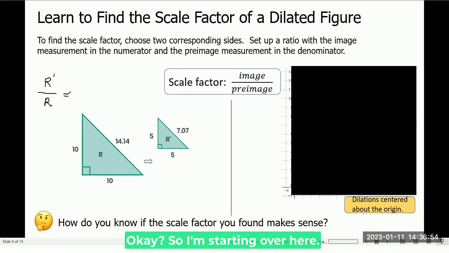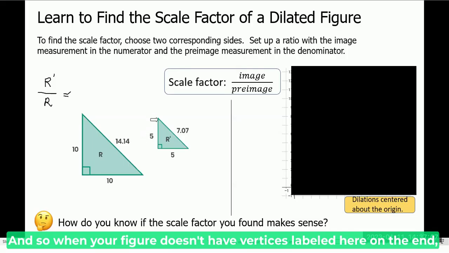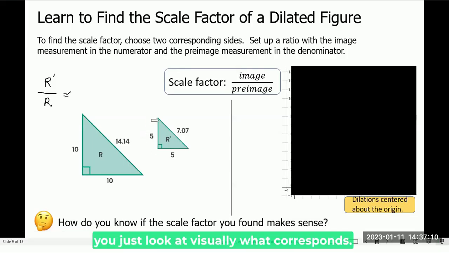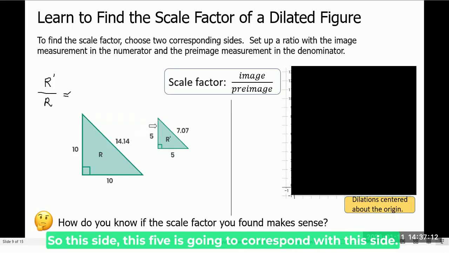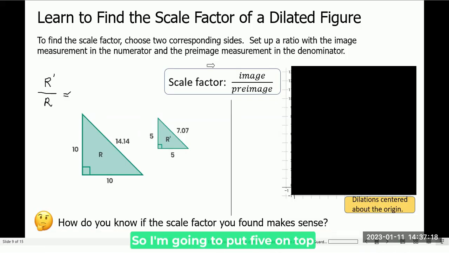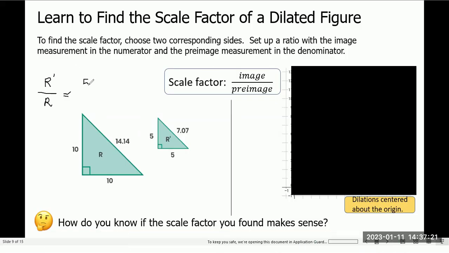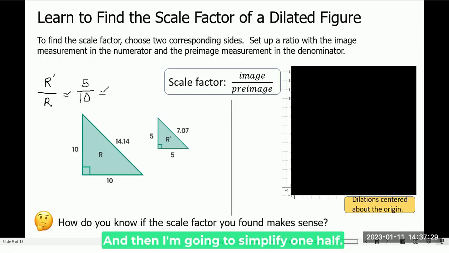Okay, so I'm starting over here. Well, I can pick any side. And you know what, honestly, I'm not going to pick this. This is kind of a tricky number here. I can pick 5, totally going to pick 5. And so when your figure doesn't have vertices labeled here on the end, you just look at visually what corresponds. So this side, this 5 is going to correspond with this side. Okay, so I'm going to put 5 on top and 10 on the bottom. Okay, and then I'm going to simplify 1/2. So my scale factor is 1/2.